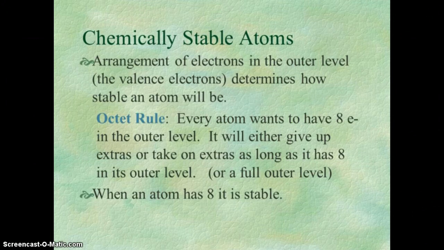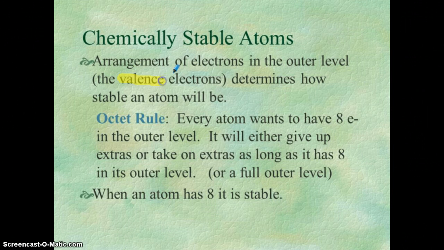Okay. So, chemically stable atoms. We've talked about atoms that want to bond versus atoms that are stable and don't want to bond. So what does that mean? What is it explaining when we say chemically stable atoms? Well, it's the arrangement of electrons in the very outer level, also known as the valence electrons.